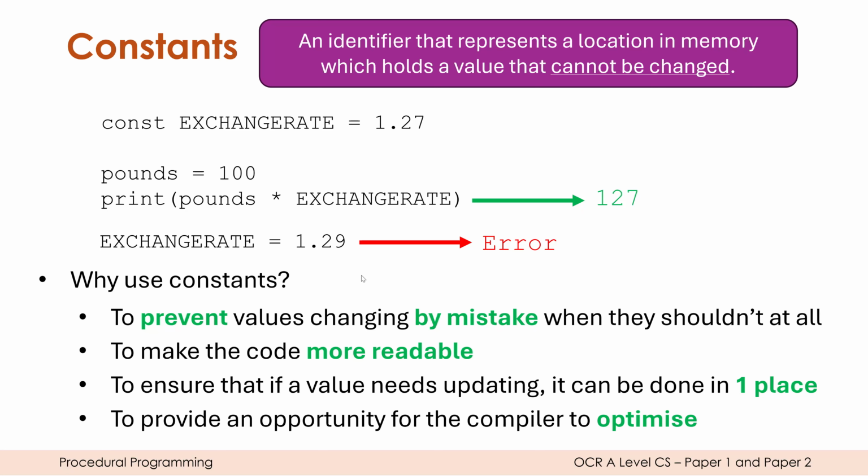We mentioned in the stages of compilation video that compilers do optimization, where they're trying to make the code run faster or use less memory space. And they can do some optimization with constants. For example, they might substitute the constant with the literal value 1.27, and that will prevent a memory lookup. It won't have to look up what that means in memory every time it's using exchange rate, which would save a bit of time and so allows it to optimize a tiny bit.